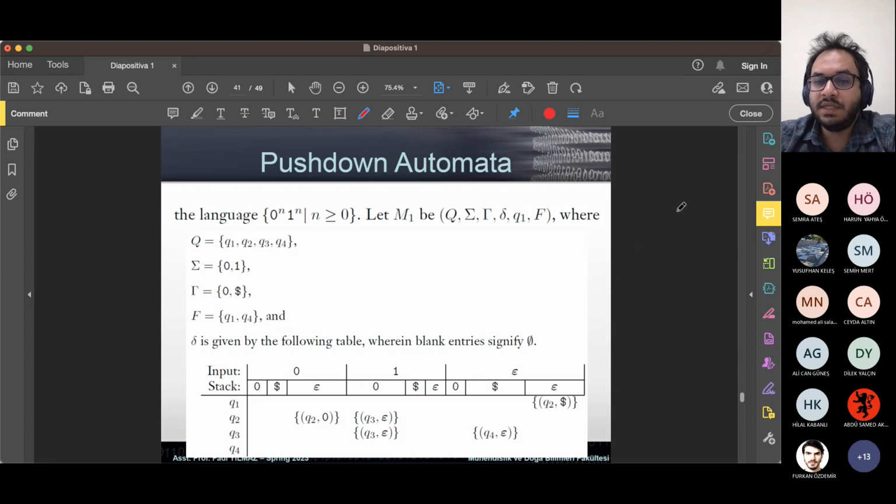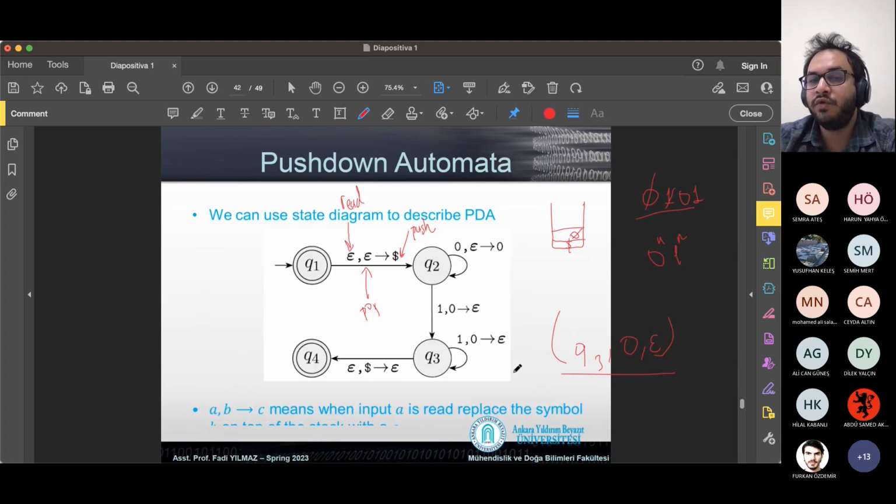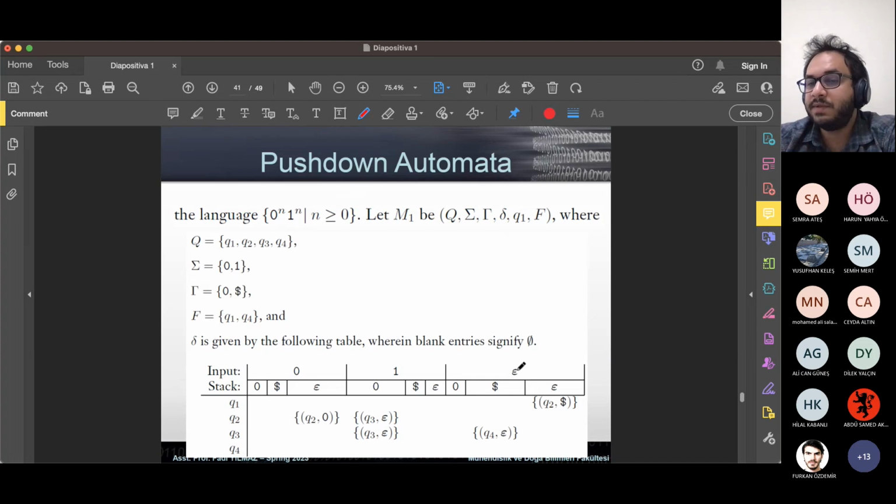Okay, guys. So this is the input and stack, as you can see. So if your input is 0, right? It says that if your input is 0 and you are on Q1, it's not defined. If your input is 1 and you are in Q1, it's not defined. If you're on Q1 and your input is epsilon, then this is what you need to do: go to Q2 and push dollar sign. This is the transition function, guys.